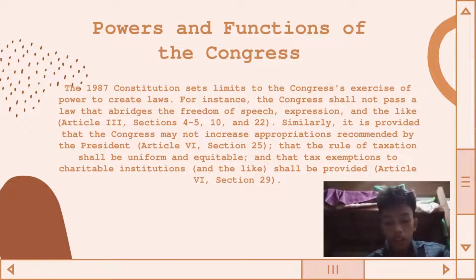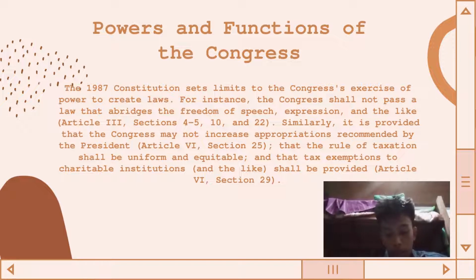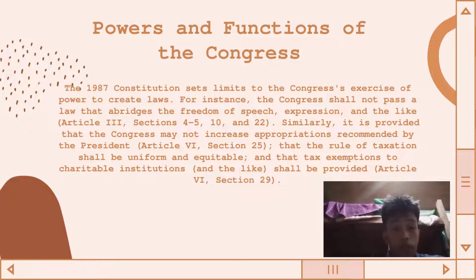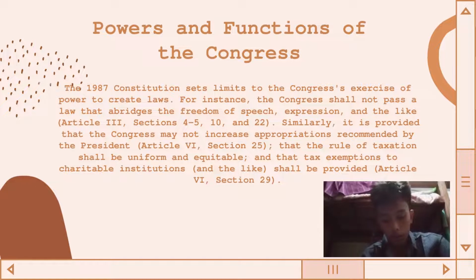The 1987 Constitution sets limits to the Congress' exercise of power to create laws. For instance, the Congress shall not pass a law that abridges the freedom of speech, expression, and the like. Similarly, it is provided that the Congress may not increase appropriations recommended by the President, that the rule of taxation shall be uniform and equitable, and that tax exemption to charitable institutions and the like shall be provided.